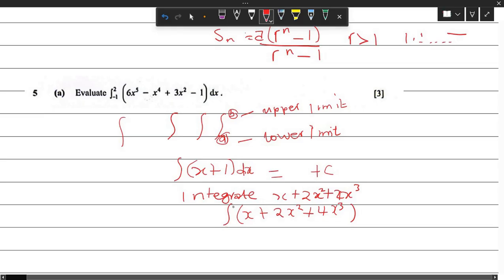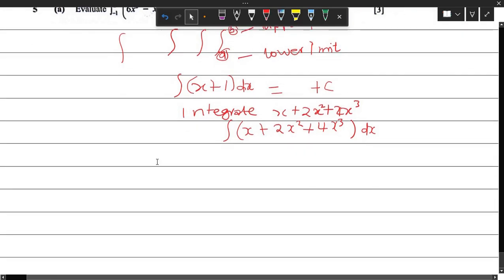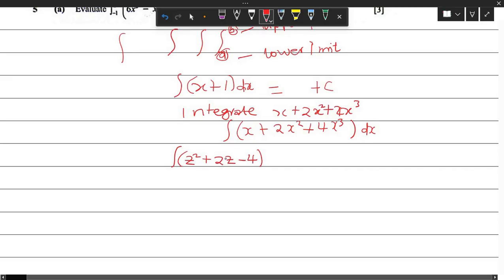You write this symbol. This symbol means integrate. So always here there will be the x depending on the variable given. So it's not only x, at times they can give you y. So I can tell you, for example, integrate z squared plus 2z minus 4, then dz. It's the same.